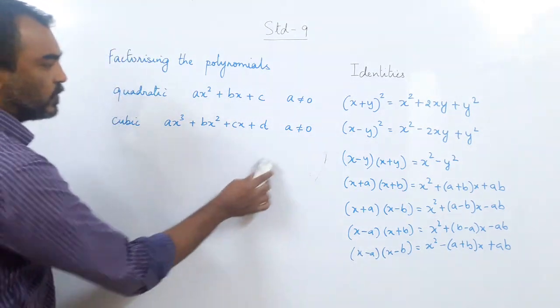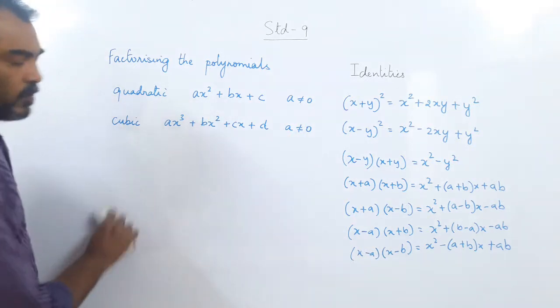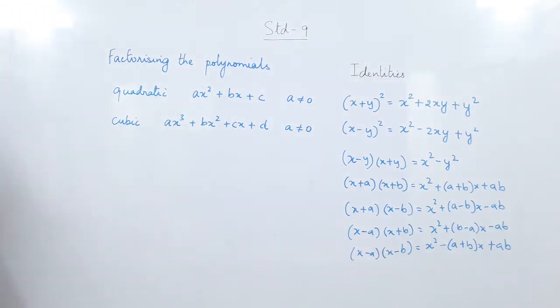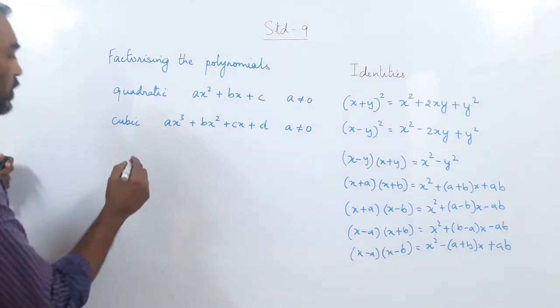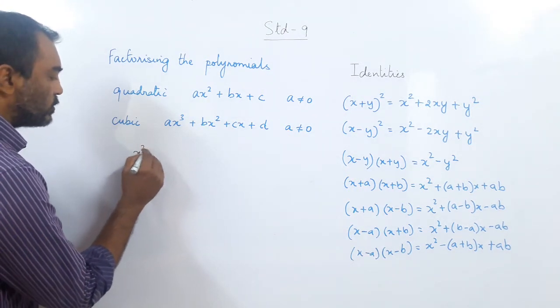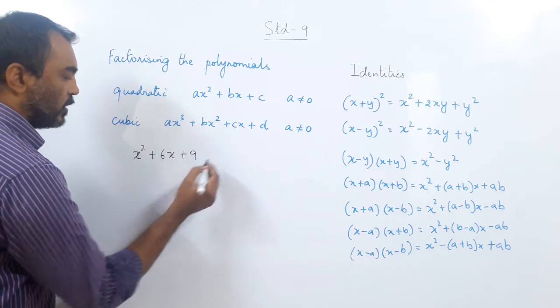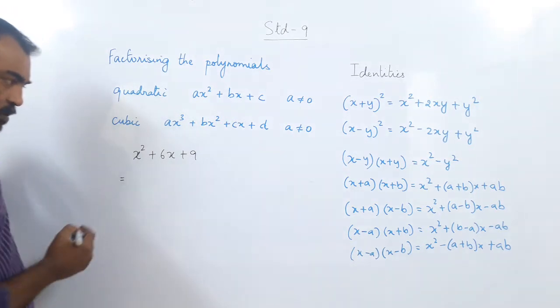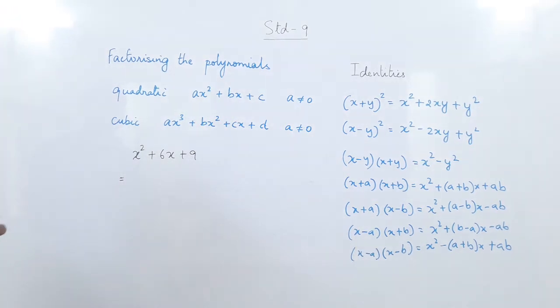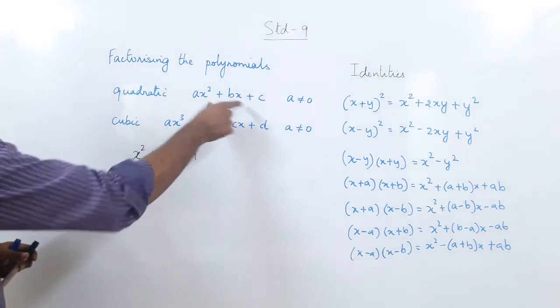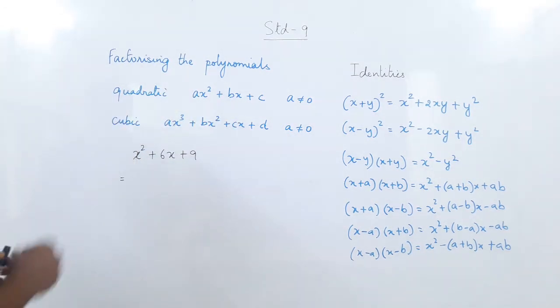Okay, a very simple example to make it very clear to you. Follow the example closely. Let us say we have got a polynomial x square plus 6x plus 9. Okay? So let us factorize this using which technique? We'll use the technique splitting the middle term. Okay, so let us split the middle term.